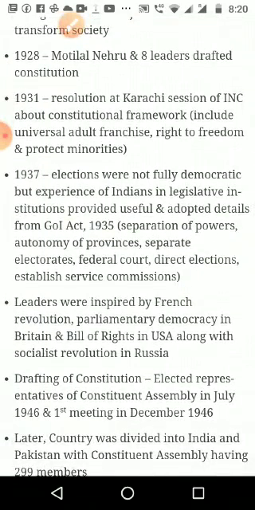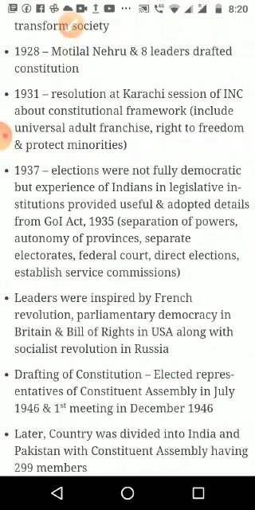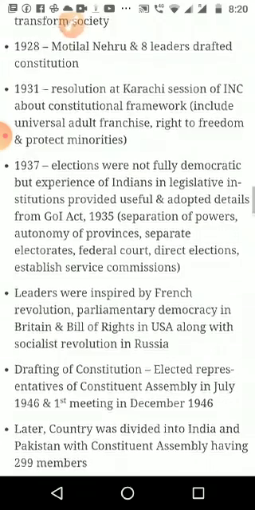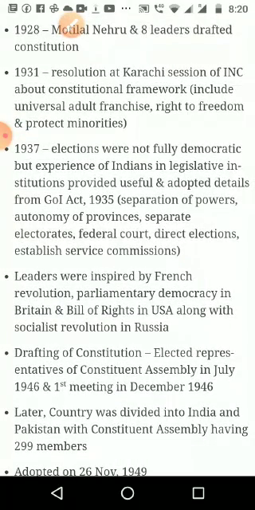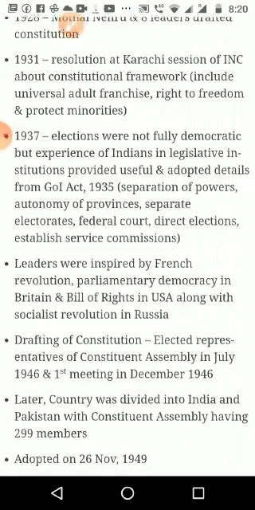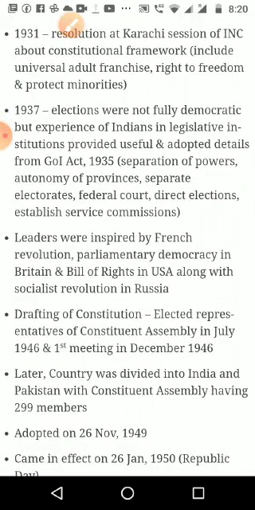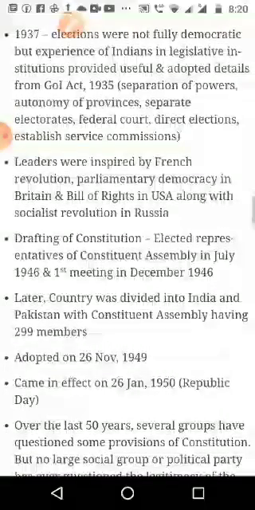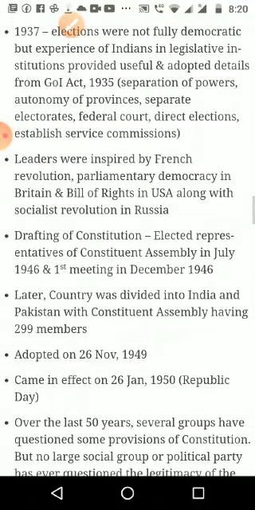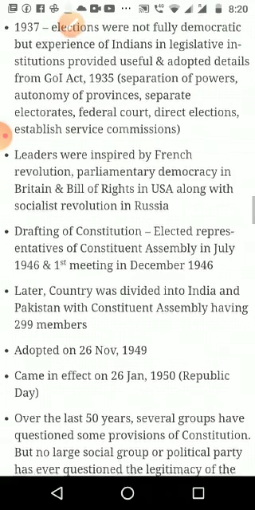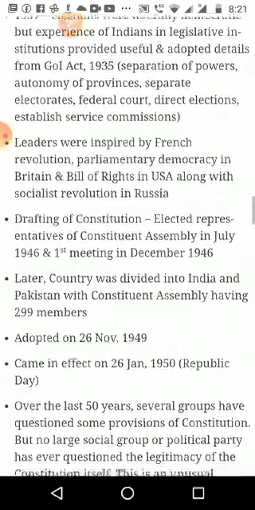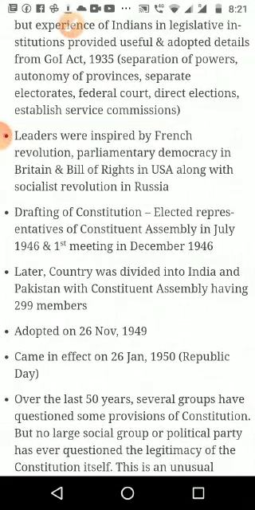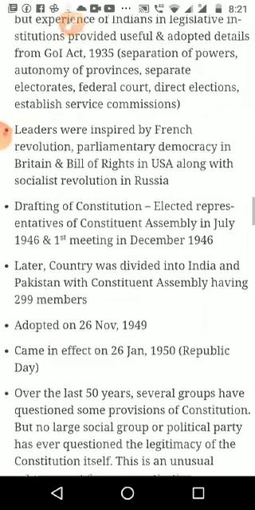In 1928, Motilal Nehru and 8 leaders drafted a constitution. And in 1931, a resolution at the Karachi session of the Indian National Congress on the constitutional framework included universal adult franchise, a right to freedom, and protection of minorities. In 1937, elections were not fully democratic, but the experience of Indians in legislative institutions provided useful details, and details were adopted from the Government of India Act 1935: separation of powers, autonomy of provinces, separate electorates, federal court, direct election, established service commission, etc.